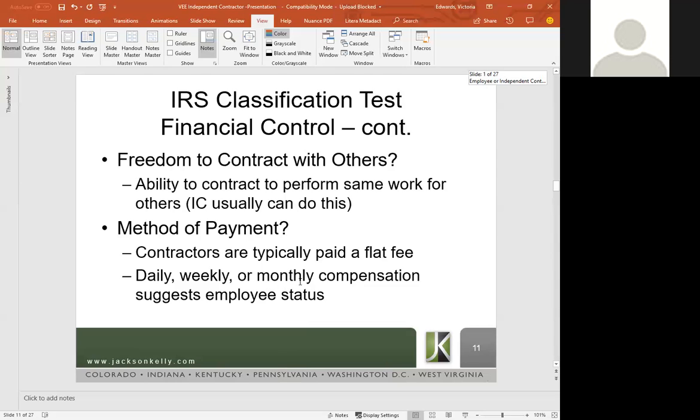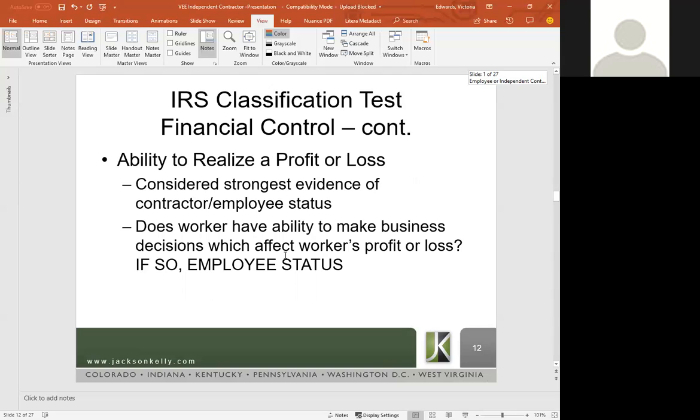Okay, let's see. Next one, ability to realize a profit. This is considered one of the strongest bases for determining employee status over independent contractor status. So what you have to ask yourself: does the worker have the ability to make decisions which affect the worker's profit or loss? If so, employee. Basically, the more involved this individual is in raising your company's bottom line, the more likely they're going to be considered an employee if this individual leaves and tries to sue you for back wages. That's the bottom line.